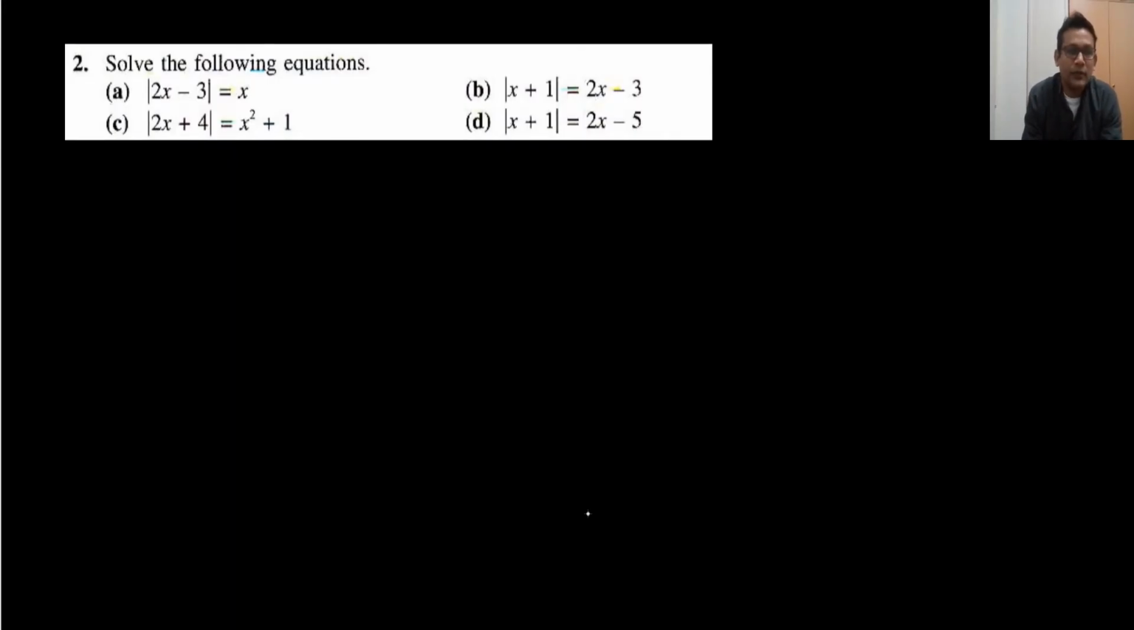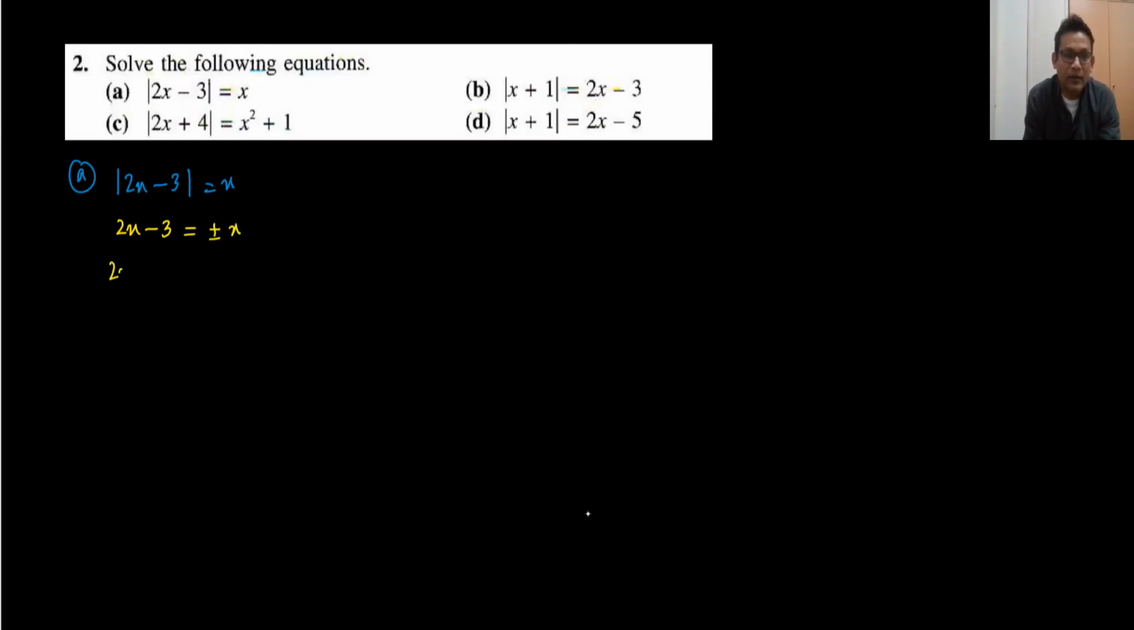In question number 2, we have to solve the following equation. Part A is the absolute value of 2x minus 3 equals x. When you remove the modulus sign, we write plus minus. So 2x minus 3 is equal to plus minus x.